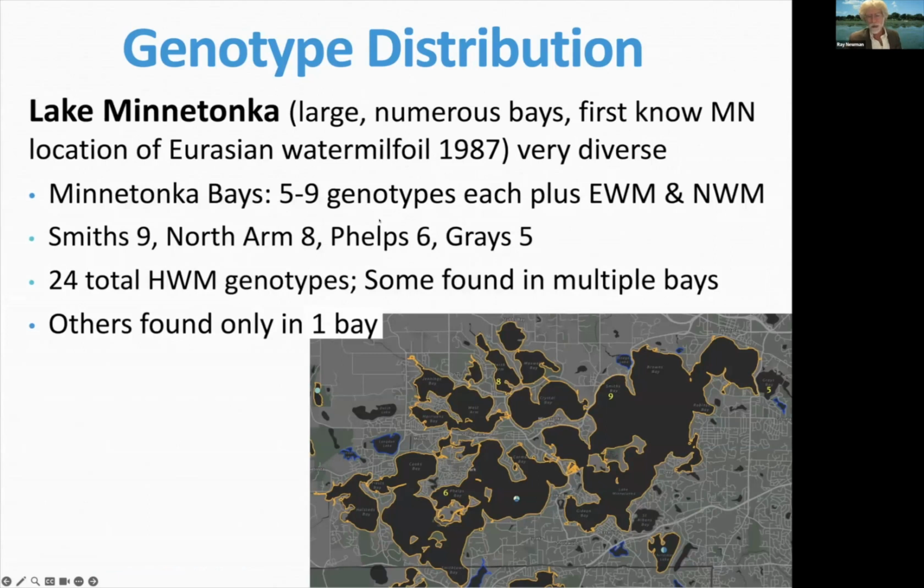One other quick comment on genotype distribution is Lake Minnetonka. So this is the first occurrence of Eurasian water milfoil. It's large, it's got a lot of bays. If you drop the water level a little bit, it would probably be 20 individual lakes. But within these bays, there's a lot of diversity.